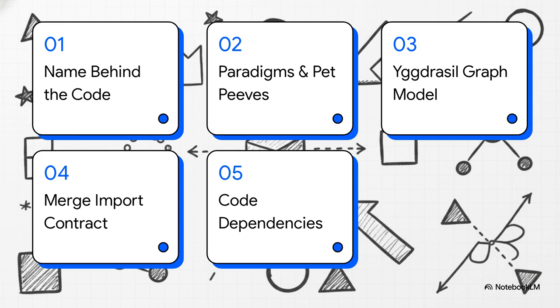First, we'll look at the name behind the code. Second, merging paradigms and pet peeves. Third, the Yggdrasil graph model. Fourth, the merge import contract. And finally, redefining code dependencies.